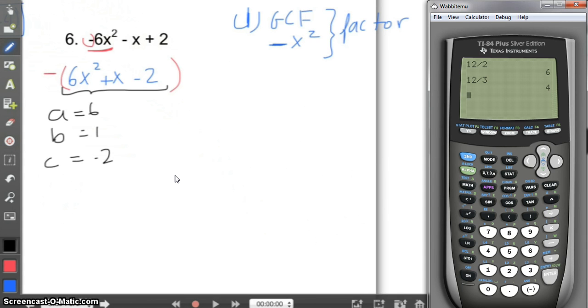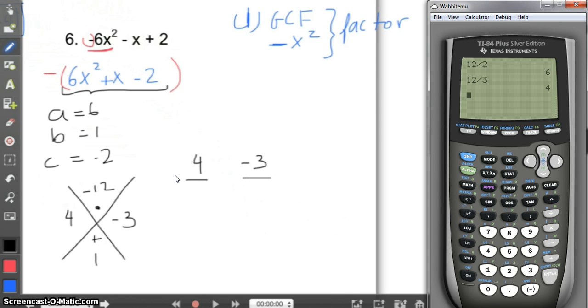Also, please pause the video, think of this on your own, and then continue. So how do we do this? Think of two numbers. When you multiply, it would give you negative 12, and it would add to give you 1. And the numbers are 4 and negative 3. So 4 times negative 3 is negative 12, and when you add them, you get 1. So write the two numbers down.